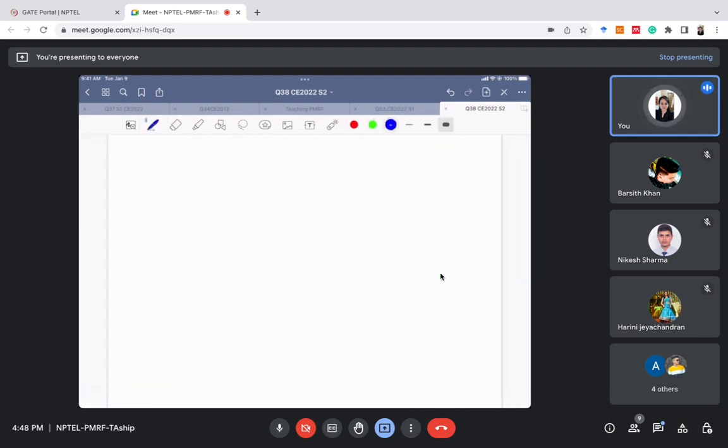So the question is this. We have a cantilever beam with load W, and three points: P, Q and R. For section PQ the length is L, and for section QR the length is also L. Now let's see what happens. This section has infinite flexural rigidity, and this one has EI. So what is the change?